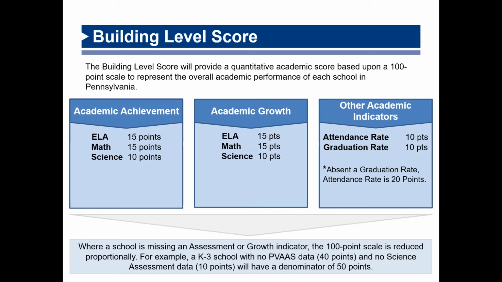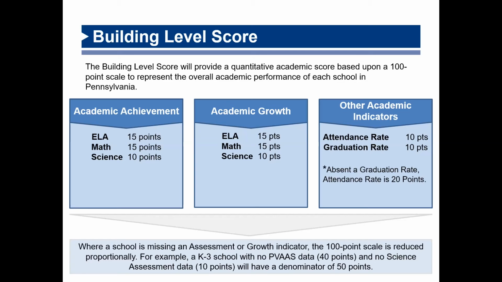Let's move to the typical middle school, 6 through 8. Once again, they're going to have ELA, math and science tests, and they're going to have that growth, but they're not going to have a graduation rate. So absent a graduation rate, their attendance rate is 20 points. So it's still out of 100 points, but they're no longer counting graduation.